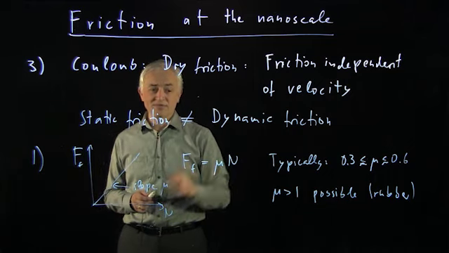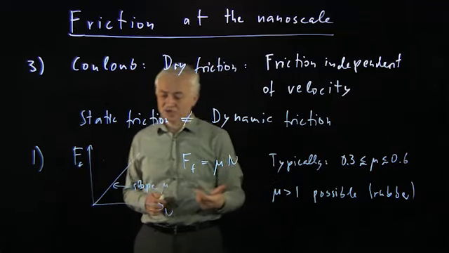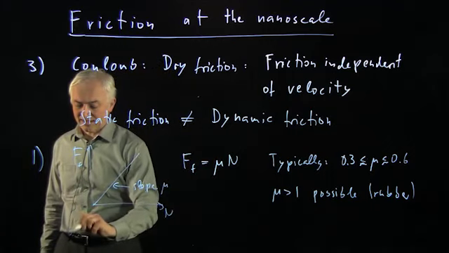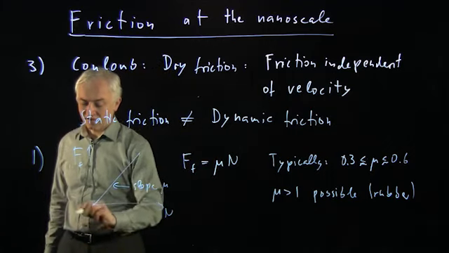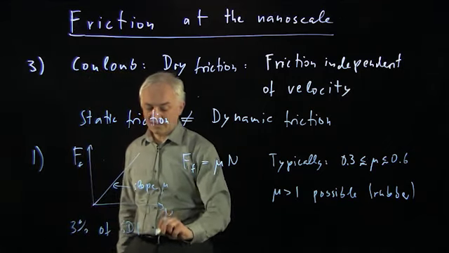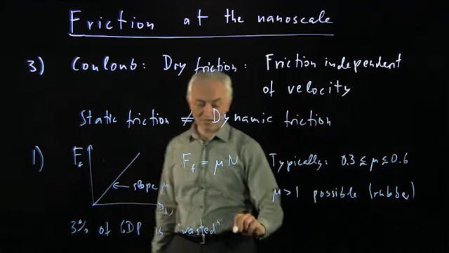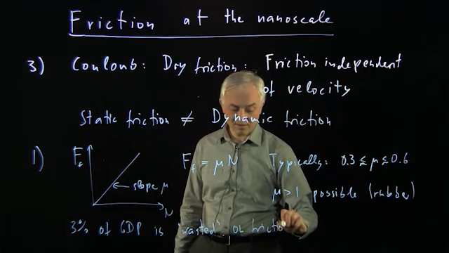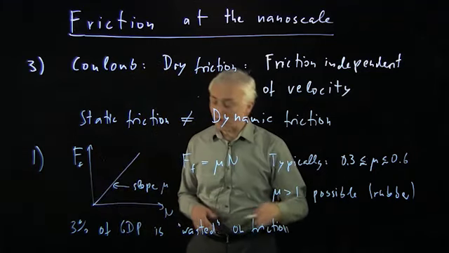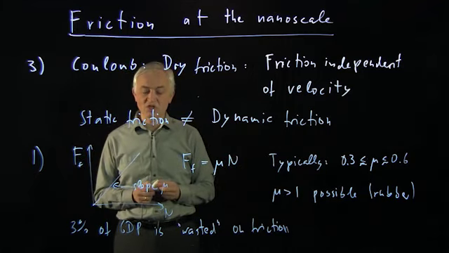Also, in many instances, we would like to change the coefficient of friction. Typically, we would like to reduce friction because friction is something where we dissipate energy. It is estimated that as much as 3% of the nation's GDP is "wasted," in quotation marks, on friction. So friction destroys energy in the amount of billions and billions of dollars. Cars driving on streets, machines working, and so on.